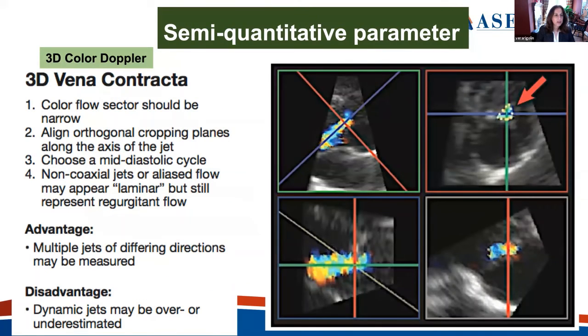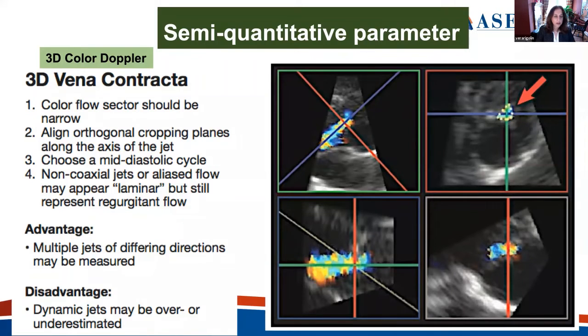We can also measure vena contracta using three-dimensional echo. And in this case, we want to align our orthogonal cropping planes along the axis of the jet. We want to choose a mid-diastolic cycle, and we want to note that non-coaxial jets or alias flow may appear laminar, but still represent regurgitant flow.